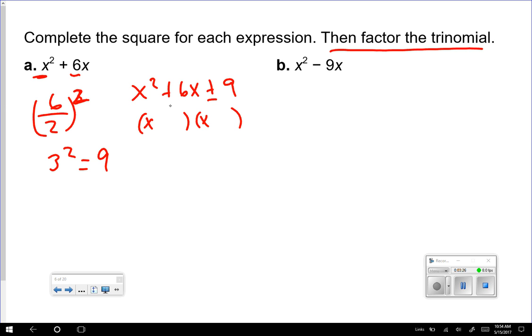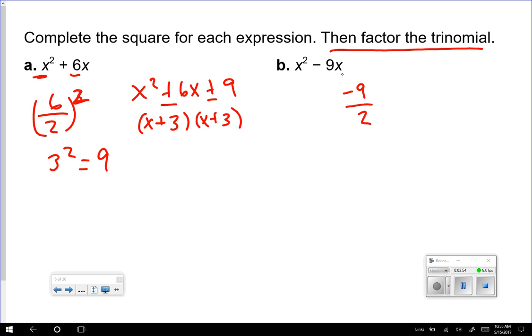This is going to be plus plus, so we have plus plus here. And the factors of 9 that give us 6 are 3 and 3. There we go. As you can see, completing the square involved taking b, dividing it by 2, and then squaring that. So here we go, another example. We'll complete the square here.